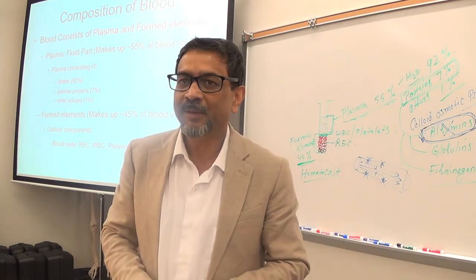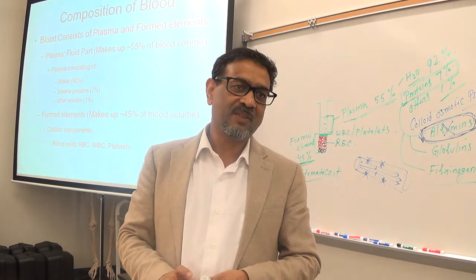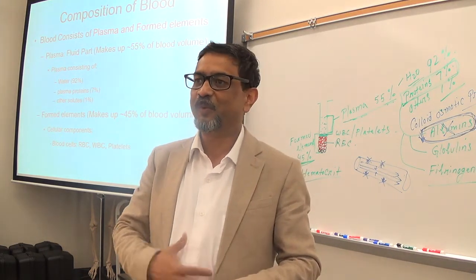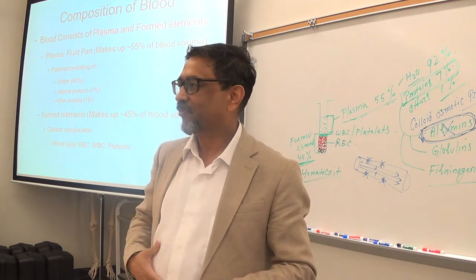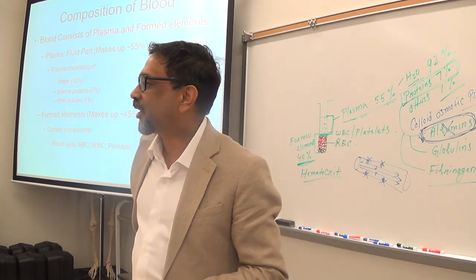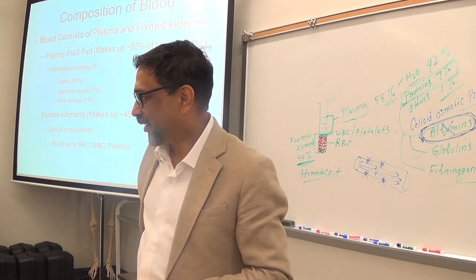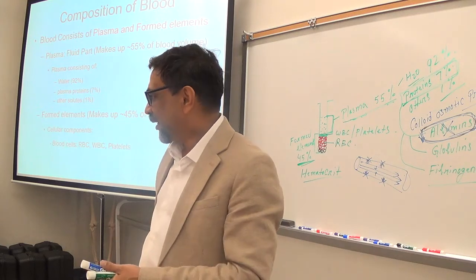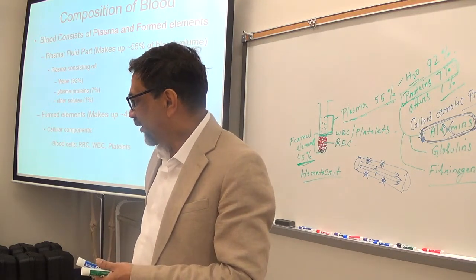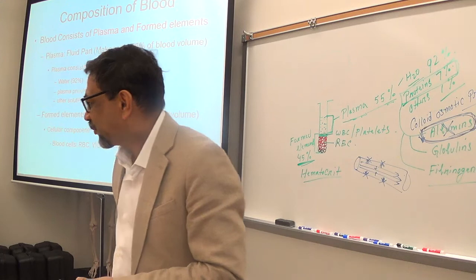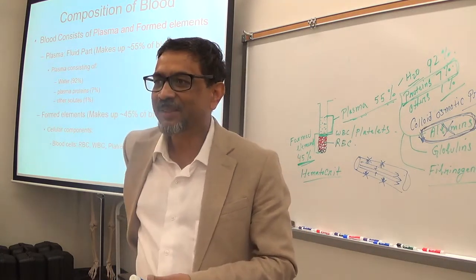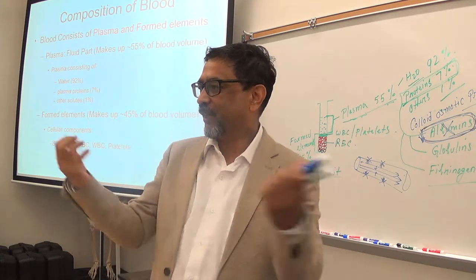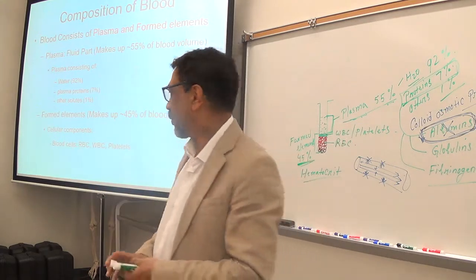That is called what? Ascites. Have you heard that? Accumulation of fluid. That happens in late stage of liver cirrhosis because of lack of what? Albumins, right? So the liquid blood will come out.